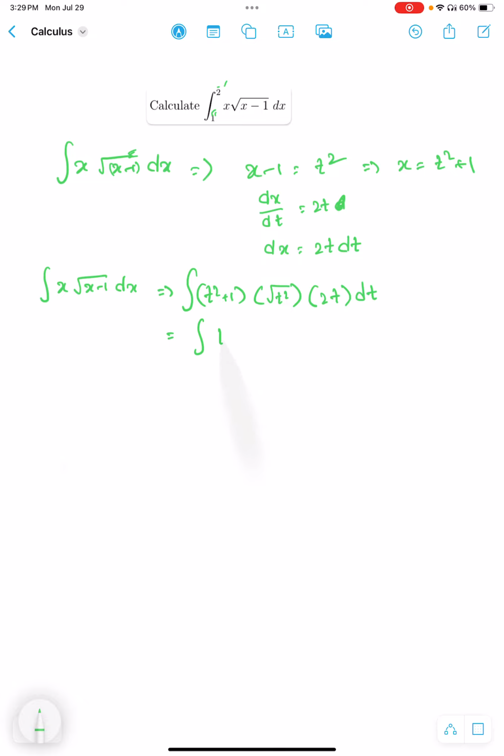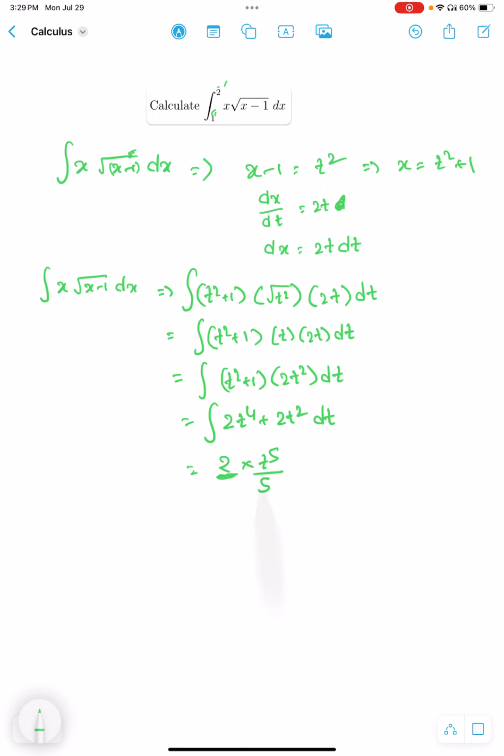And we can write it as t square plus 1, and root of t square is t, and 2t dt, which is nothing but t square plus 1 multiplied with 2t square dt, and this is 2t power 4 plus 2t square dt. This is a straightforward polynomial integration, so we can write it as 2 multiplied with t power 5 over 5, plus 2 multiplied with t cube over 3.